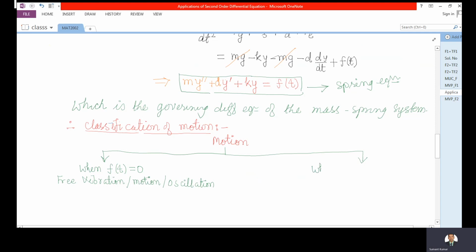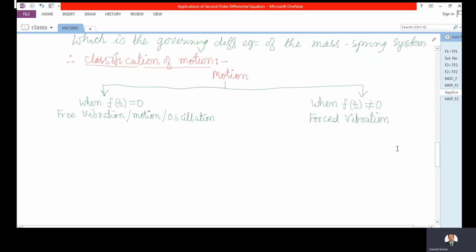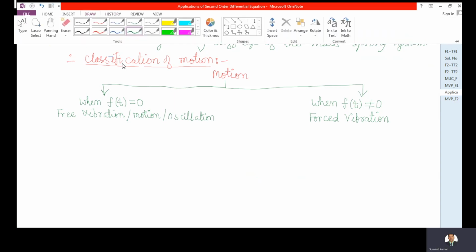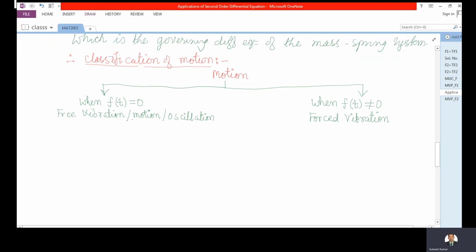Now, when we have some external force, that is when f of t is non-zero, we call it forced vibration. So whenever the statement says this is forced vibration, you need to understand that f of t should not be zero. Now we can classify these forced and free vibrations into further categories.